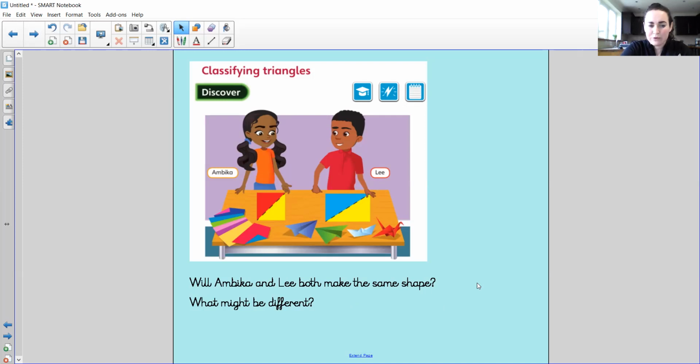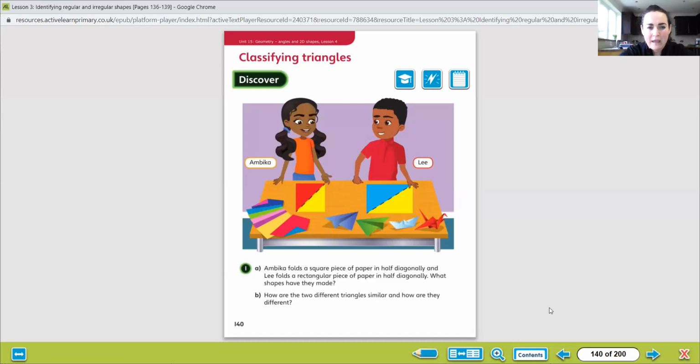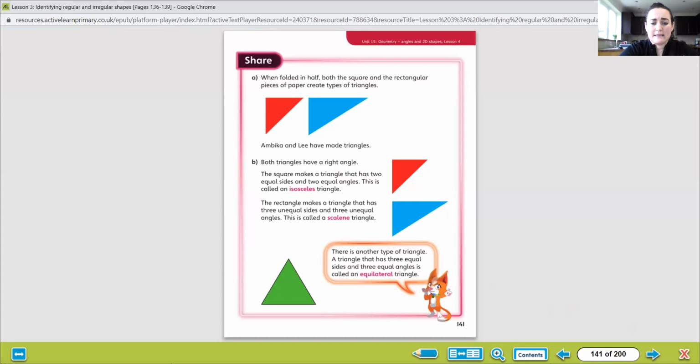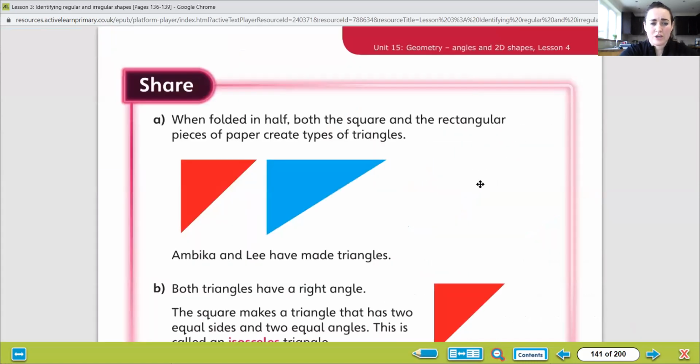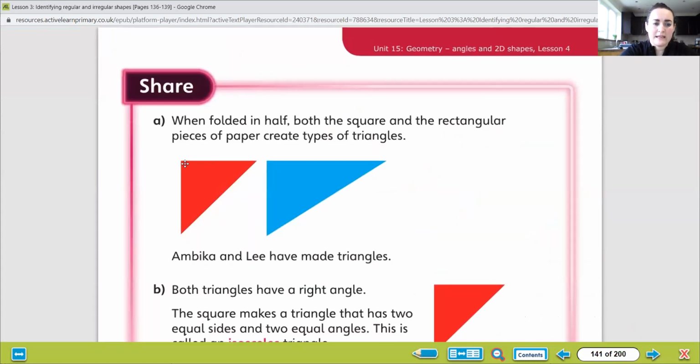Okay, so have a think now, pause the video here. Do you think they will both make the same shape? What could be different? Okay, so what I'm going to do now, I'm going to share my screen. Look at that, seamless. I've got it already, not like yesterday. Okay, so what we've had a look at is this. So Ambika, her shape would make this kind of triangle.